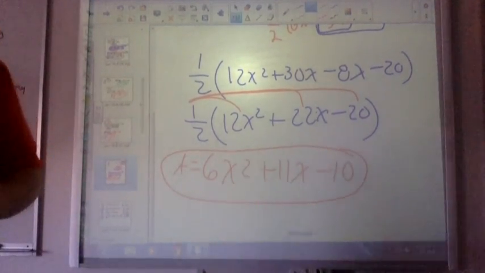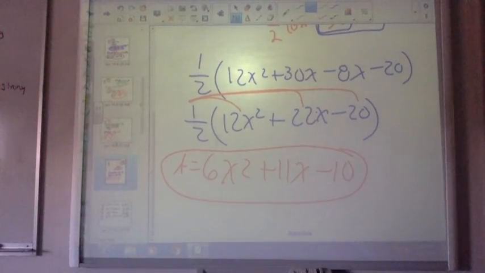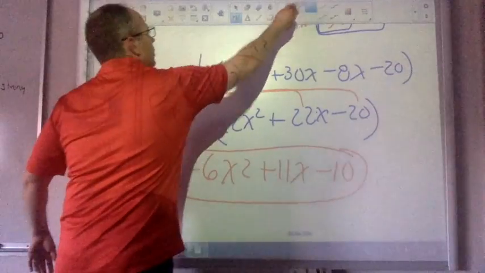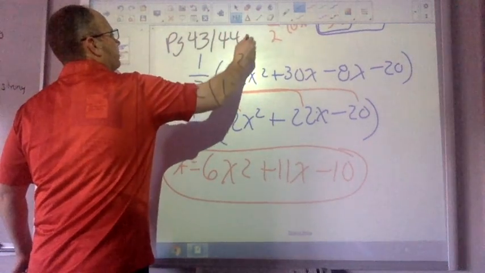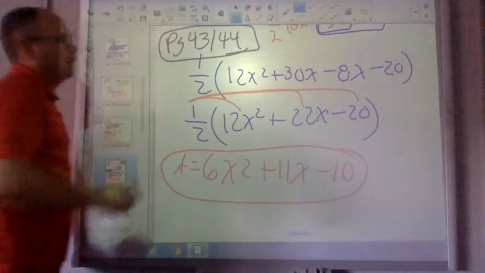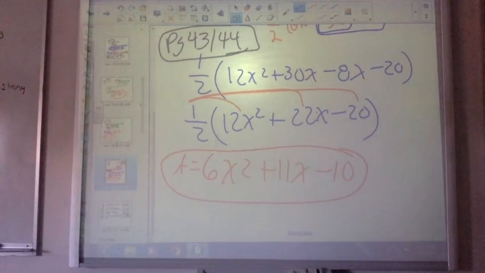Okay? So your assignment for this evening is page 43 and 44. Page 43 and 44. On page 44, we snuck in 4 problems. That's not bad.